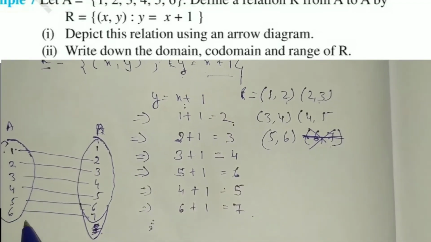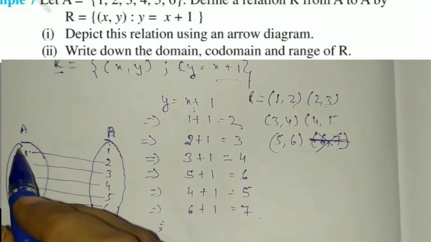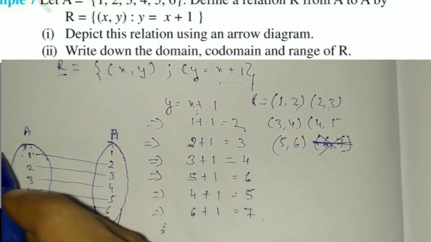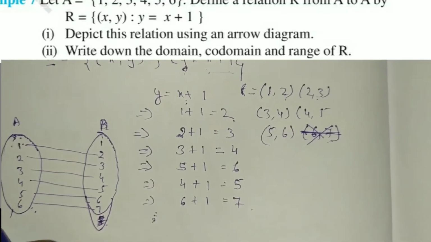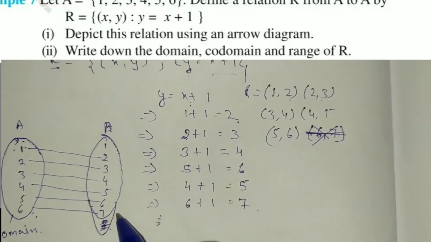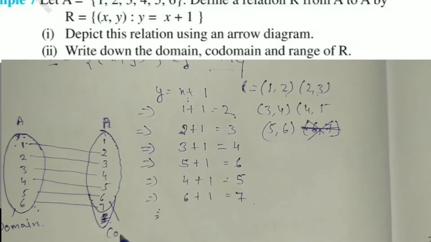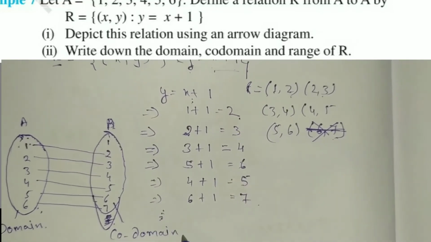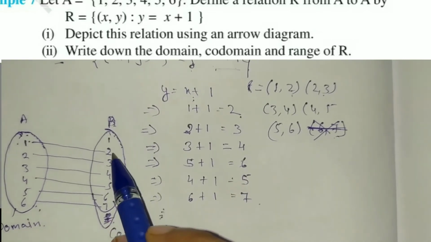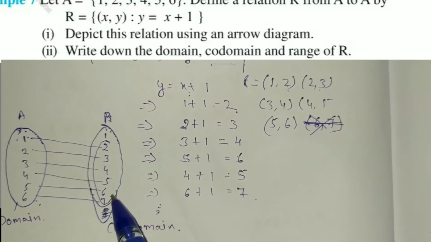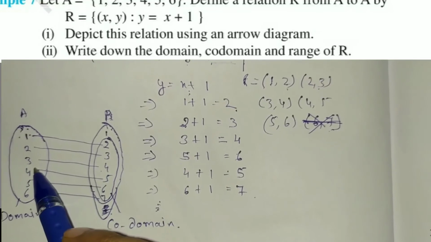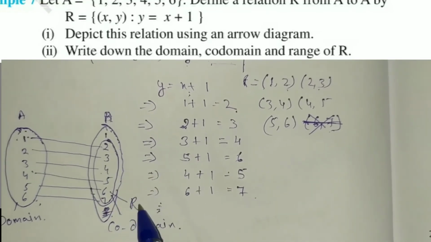Now what are domain, codomain and range? The values of x are the domain and all the values of y are the codomain. Now the values of y which have a relation with the values of x are called the range.